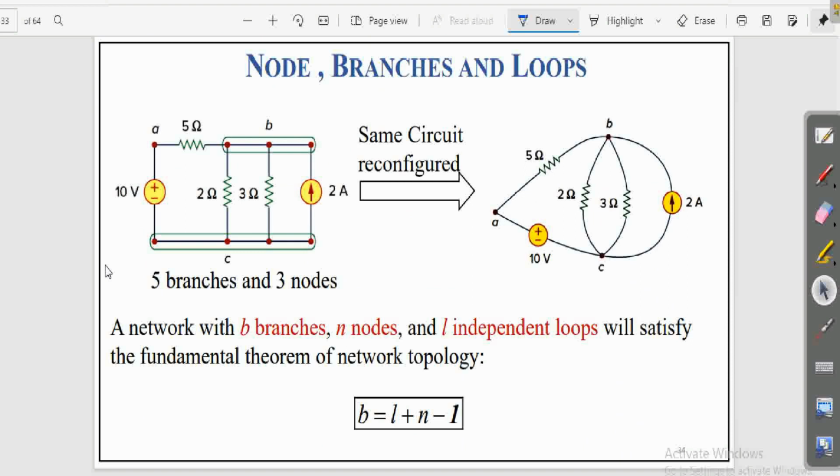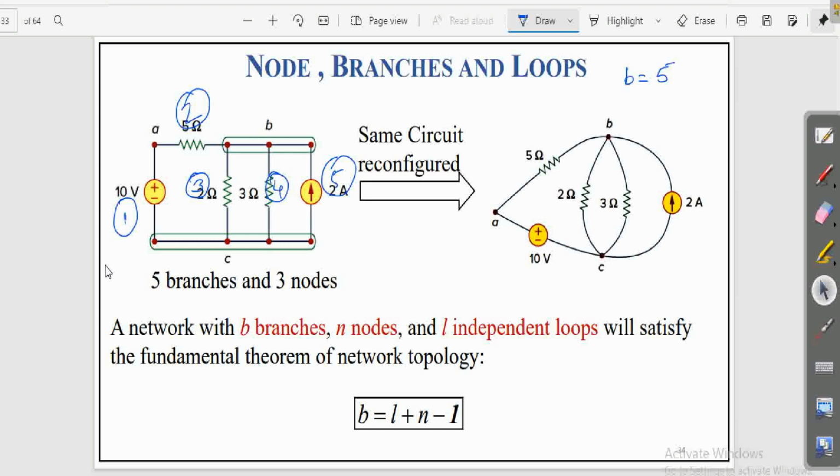Here you are having how many branches? Just directly we can say, just count the number of elements. This is the first element, this is your second element, this is your third element, this is your fourth element, and this is your fifth element. So number of branches are 5. Now let us examine the nodes.